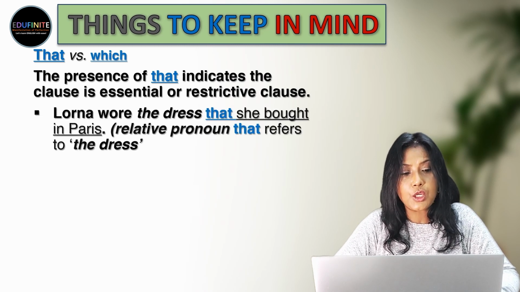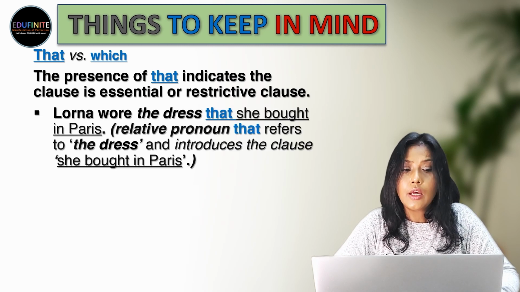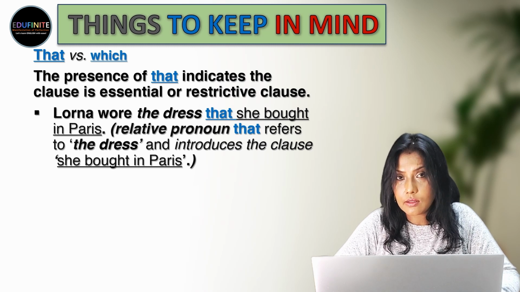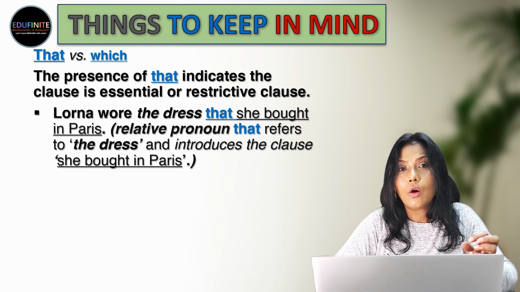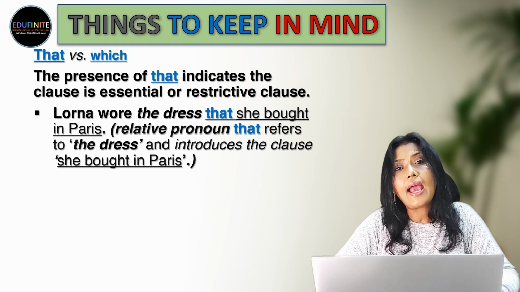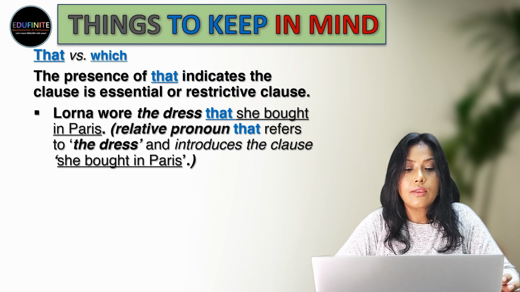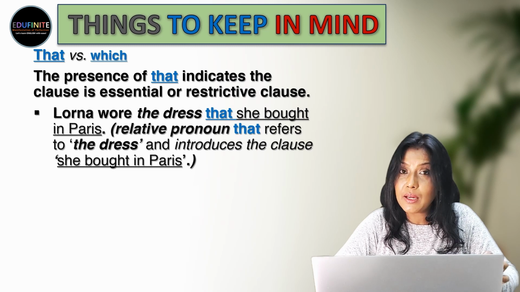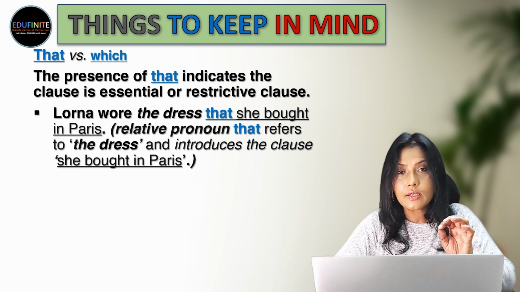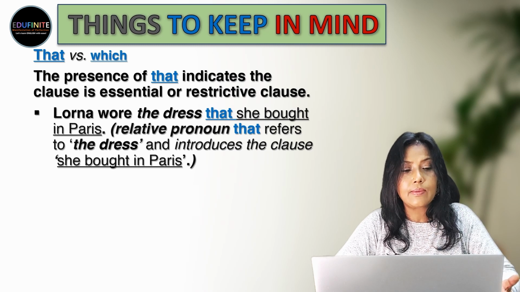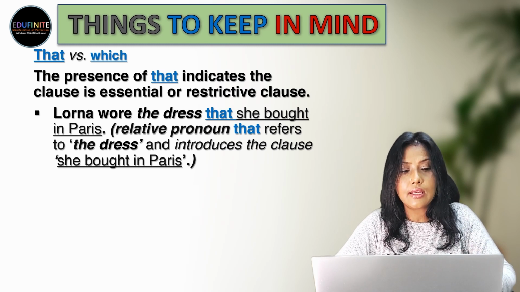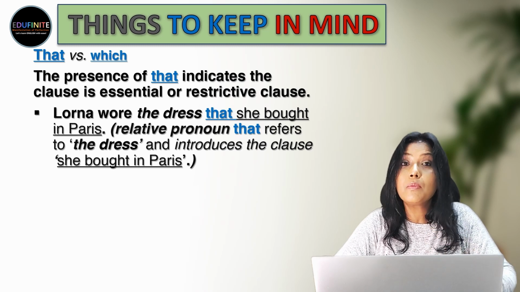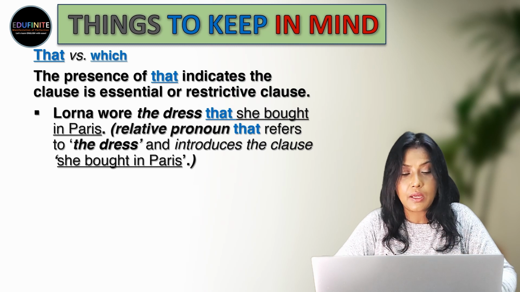Lorna wore the dress that she bought in Paris. If I just say Lorna wore the dress, you won't be able to understand which dress. So I have to describe it or establish its identity, and then I add the restrictive clause that she bought in Paris. Immediately it strikes a chord and you can relate to it, okay, that particular dress. So this is very much needed by the sentence. This is the restrictive clause, which is an integral part of the sentence. You cannot do without it. The meaning won't be complete.